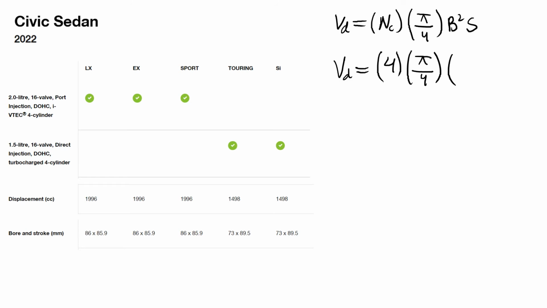bore length. The bore length is given over here. So that will be 86 millimeters. I'm writing these units because I wanted to show you what the final units turn out to be. And the stroke is 85.9 millimeters.